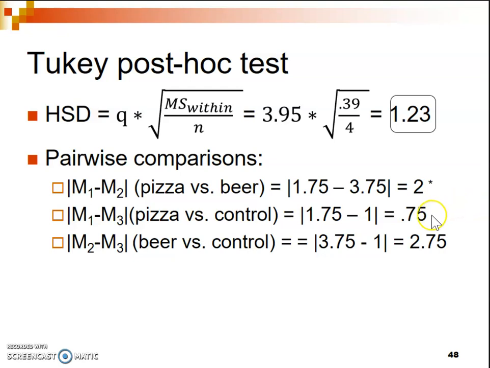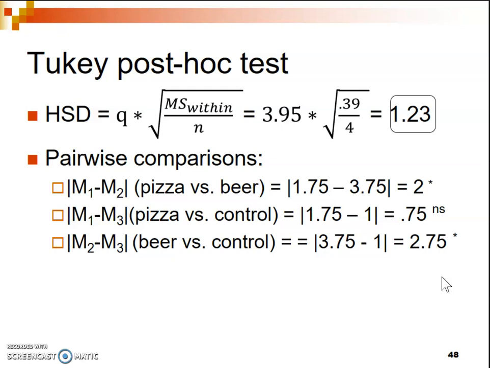Looking at our next group, we have a value of 0.75, which is not bigger. It is smaller than our HSD value. Since it's smaller than that HSD value, I'm going to put an NS next to it to indicate that that difference is not significant. And then finally, we have our last pairwise comparison, so we're going to compare that 2.75. Indeed, it is bigger than our HSD value. So again, anytime it's bigger, we're going to put a star next to it. That indicates that that difference between those 2 means is significant.